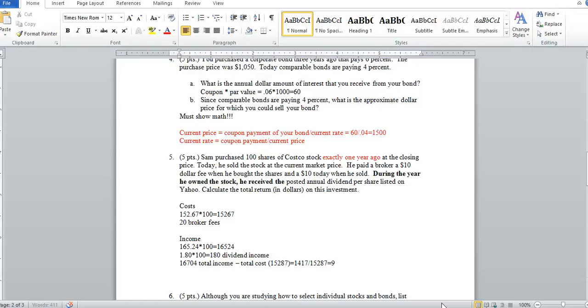Which is about 9%. Okay, so last year I made about 9% on Yahoo total return, counting for my dividends and also for my capital gains.